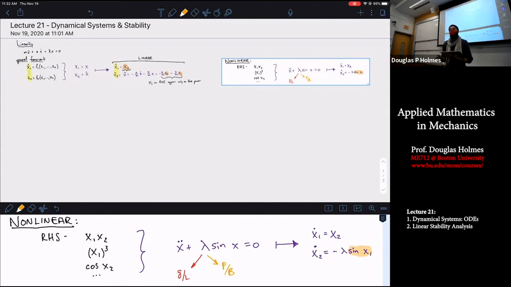So what we're going to do is look at some geometric methods for evaluating systems of ordinary differential equations, and we're going to see that we can learn a lot about them without ever solving the equations at all.